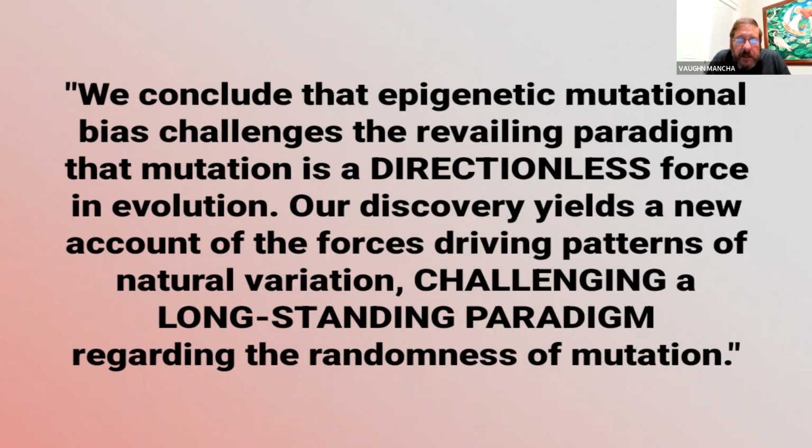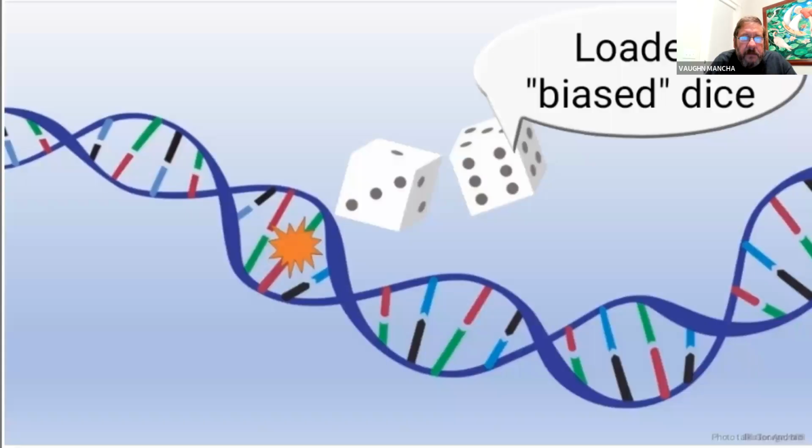So our discovery yields a new account of the forces driving the patterns of natural variation. They're using the word natural variation, not natural selection, challenging a long-standing paradigm regarding the randomness of mutation. Those two paragraphs are huge. This is setting neo-Darwinism on its ear, if you will. And again, using the diagram, they're loaded dice that cause biased changes, not random.